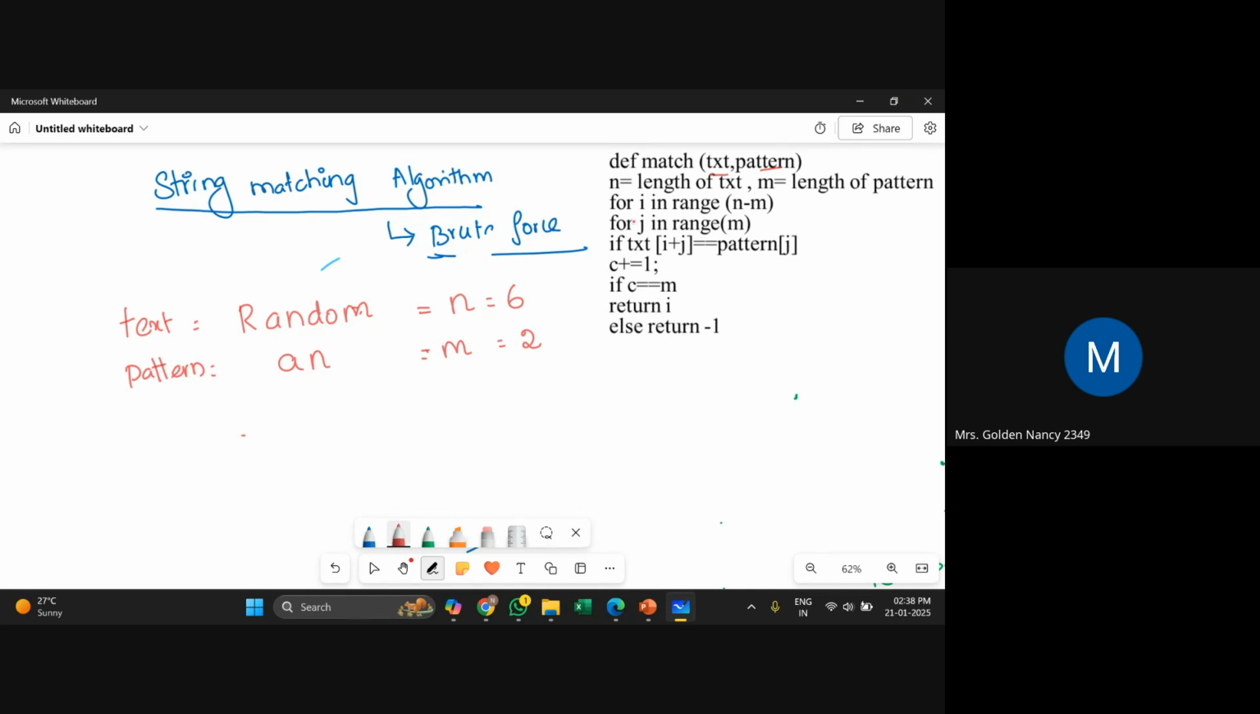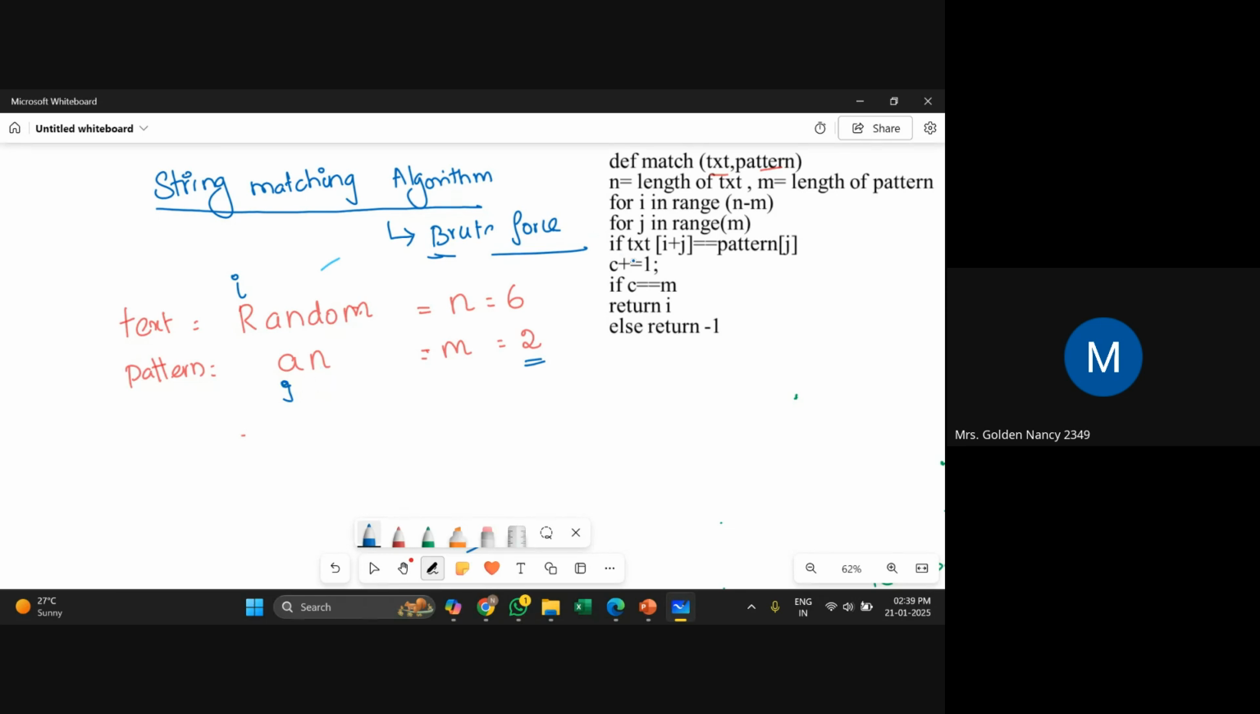Then for i, you are initializing the pointer for the text. So i is the pointer, and it ranges from 0 to n minus m. I told you why it is n minus m. And j is the pointer for the pattern. The j starts from the 0th index and goes till m, because m is equal to 2. So there are only two elements, so it will go for only two elements.